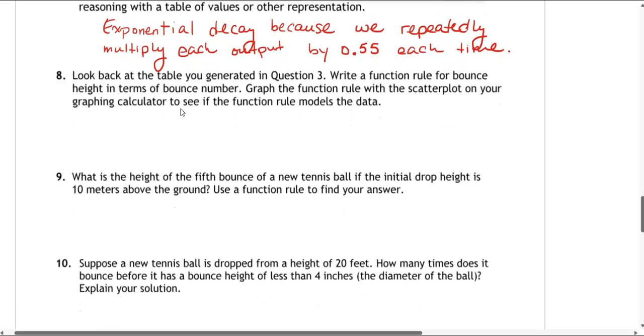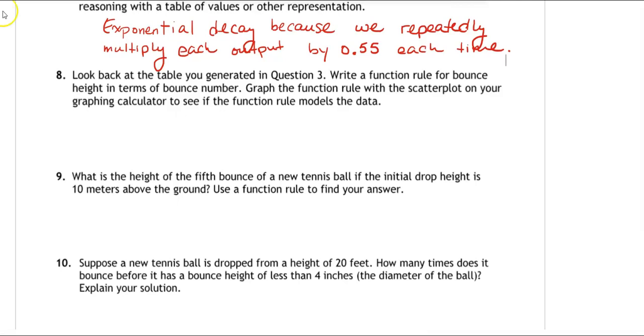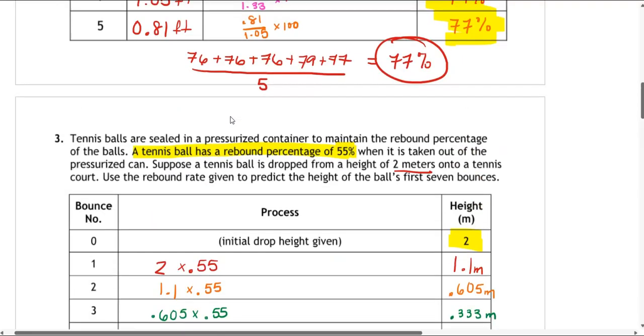All right, look back at the table you generated in question 3. Write a function rule for bounce height in terms of bounce number. Graph the function rule with the scatter plot on your graphing calculator. See if the function rule models the data. Okay, so let's go ahead and look at that. If I look, where's here? Number 3.